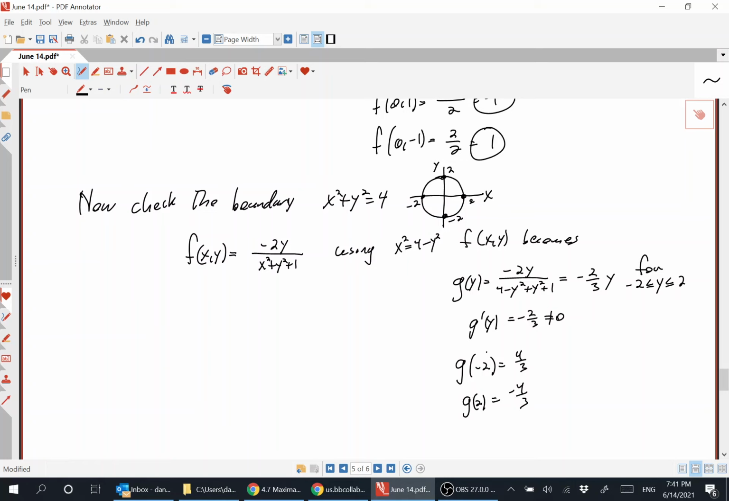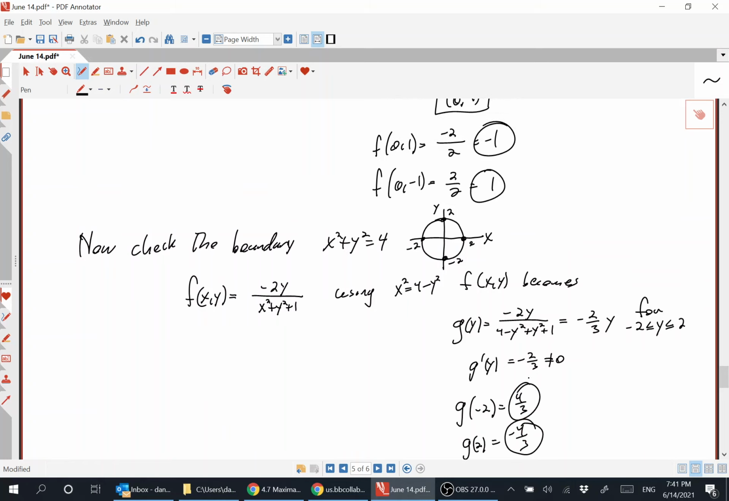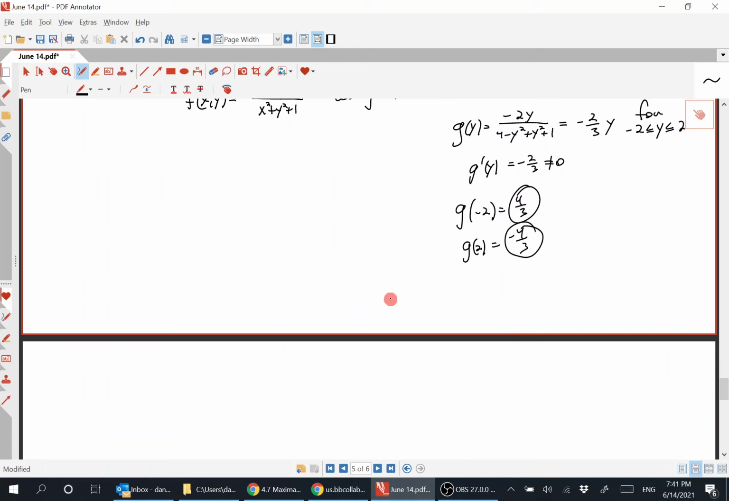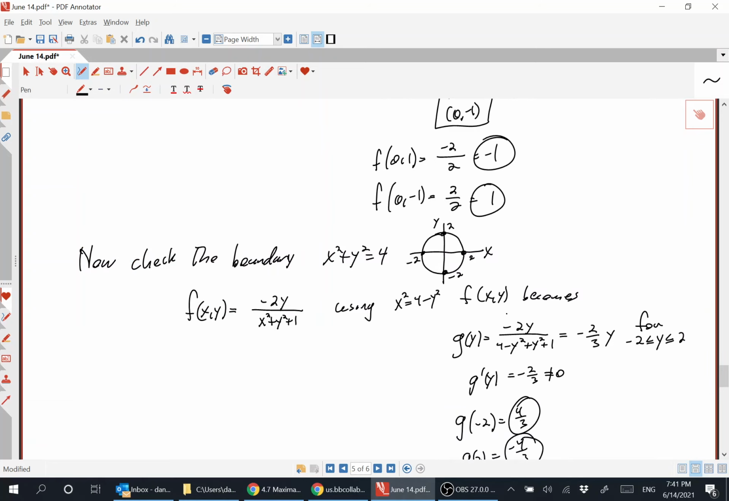So what's the max and the min? So that's the max and the min, 4/3 and -4/3, right? So the absolute max is 4/3, and the absolute min is minus 4/3. So 1 1/3 and -1 1/3. Beats out the 1 and -1 at the critical points.